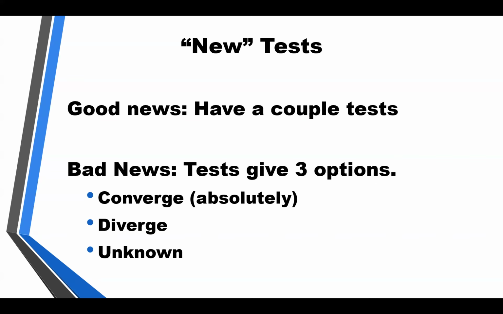Each of these new tests, one of them will be the ratio test, one of them will be the root test, will have three conclusions. We can conclude that the series converges absolutely. We can conclude that the series diverges, or we'll have an inconclusive or an unknown option. Again, converge absolutely does have a specific meaning. We'll take a look at that in another video.